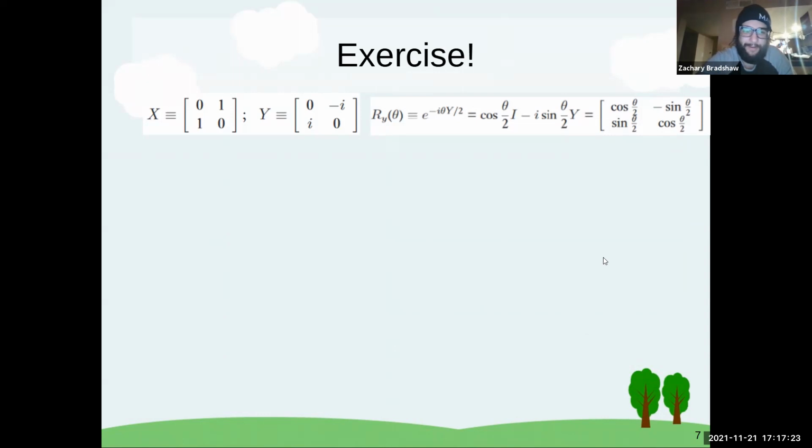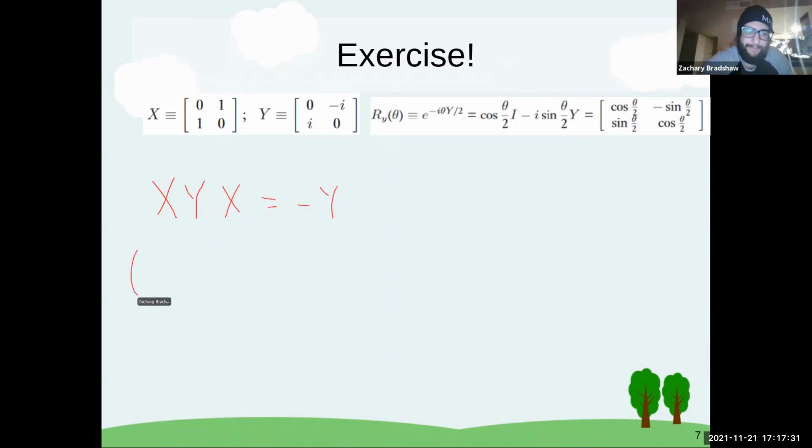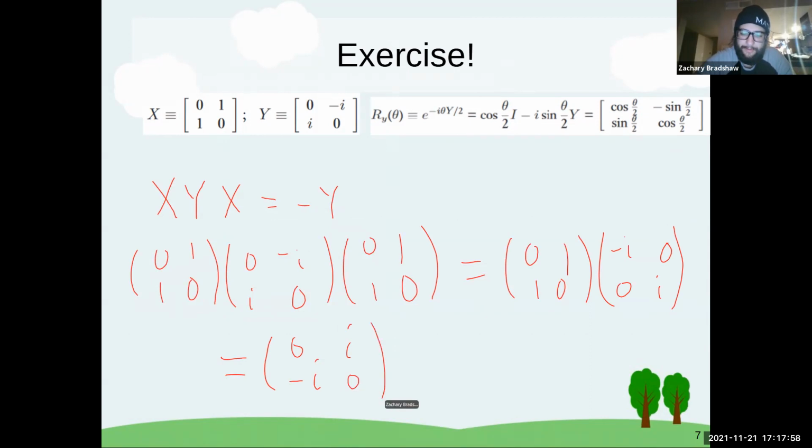All right. So what do we want? X Y X equals negative Y. So we've got 0, 1, 1, 0, times 0, minus i, i, 0, times 0, 1, 1, 0 is equal to, do the first matrix multiplication, minus i, 0, 0, i, and that is 0, i, minus i, 0, which is minus Y. First part done.